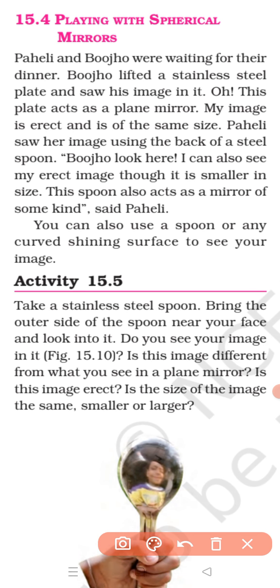So if the plate is acting like a plane mirror, what will be the image? The image will be erect, and of the same size. So these two are the characteristics of images formed by a plane mirror. Images formed by a plane mirror are always erect and of the same size as the object.